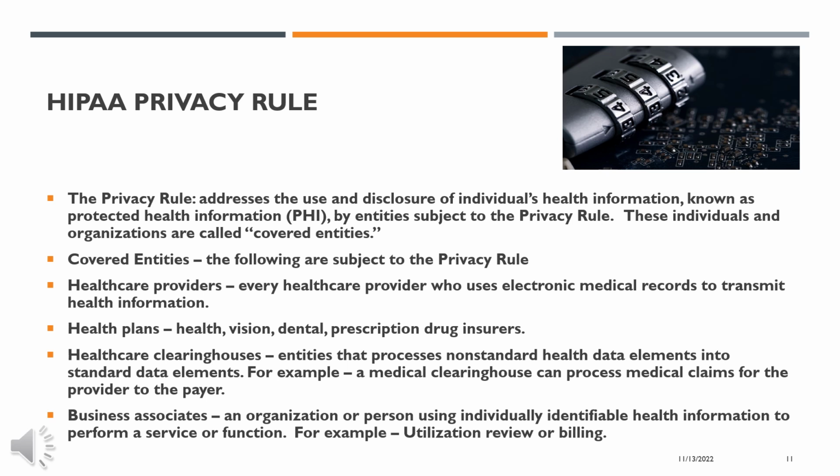Covered entities are subject to the privacy rule. Covered entities include healthcare providers, health plans, and healthcare clearinghouses. For example, a medical clearinghouse can process medical claims from the provider to the payer. Business associates are an organization or person using individually identifiable health information to perform a service or function, for example, utilization review or billing.